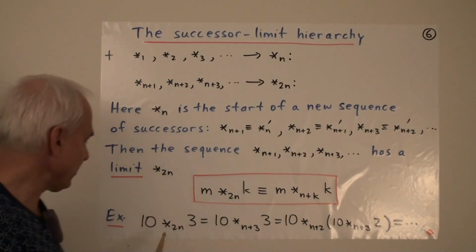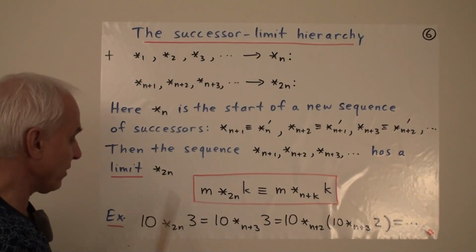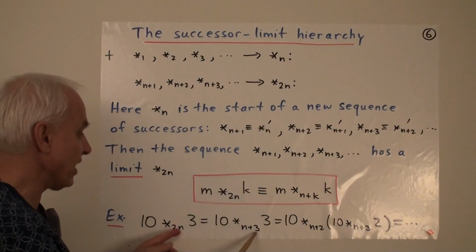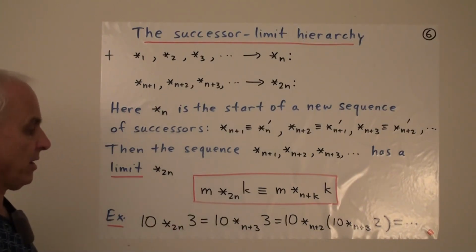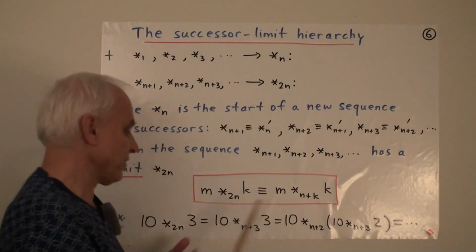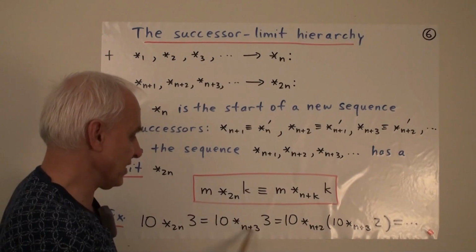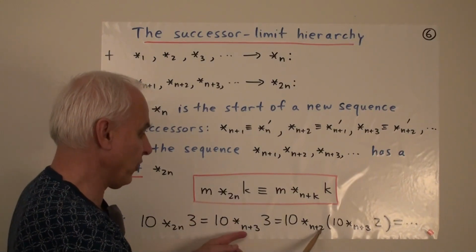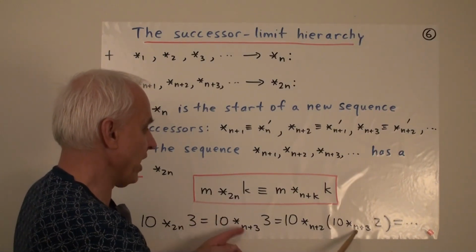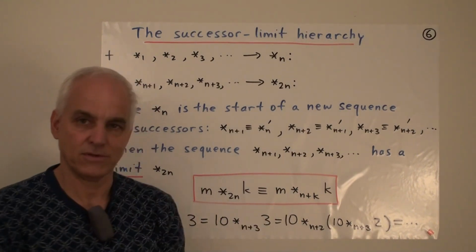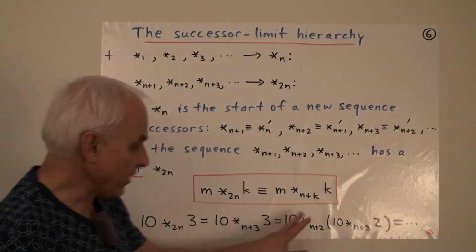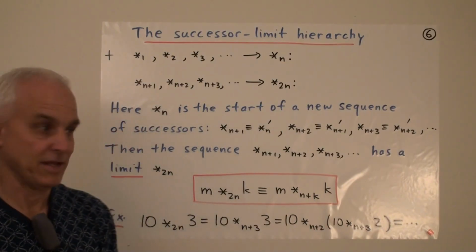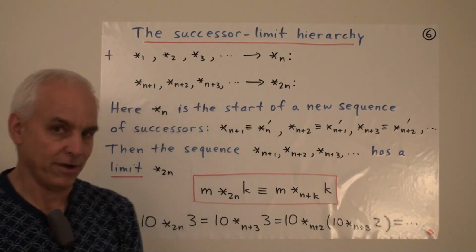So for example, if we had to calculate 10 star 2n 3, then that's by definition 10 star n plus 3 times 3. And then we could try to simplify that because this is a successor. It's the successor of n plus 2. So we could write this as 10 star n plus 2 times 10 star n plus 3, and then subtract 1 here, 2. And we could then keep on going, try to unravel what this thing is. It might take us quite a long time to unravel what it is.